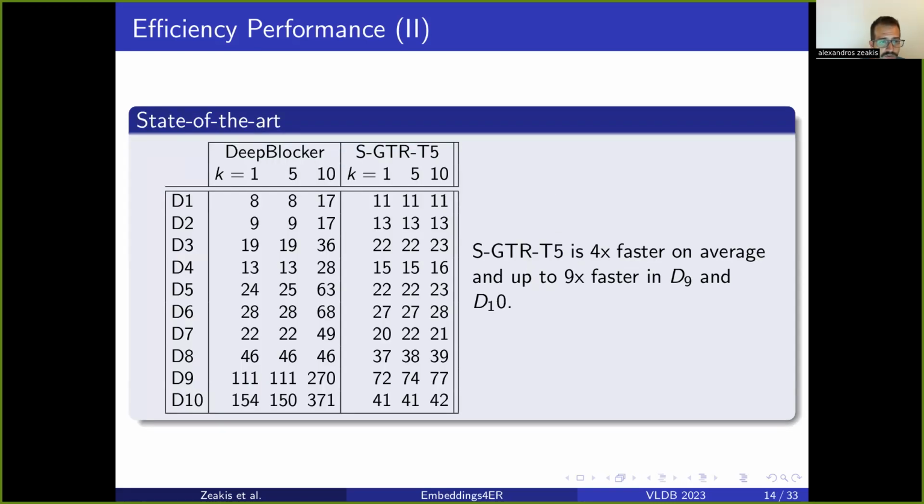In comparison with state-of-the-art, DeepBlocker has similar performance with SGTR-T5 for datasets D1 through D8. In D9 and D10, SGTR-T5 is 4 times faster on average and up to 9 times faster. This difference is larger for large K since SGTR-T5 performance does not change, whereas DeepBlocker has poorer performance for larger K.